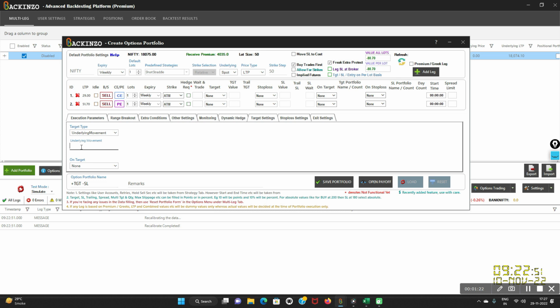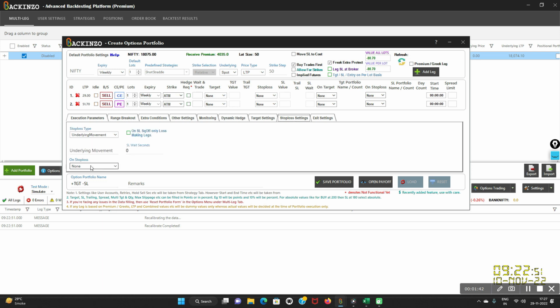So under target type, here you can specify in points and percentage. So here, suppose I want plus 35 points of movement. If it gives 35 points movement in my direction, then just square off this portfolio, right? That is the short straddle portfolio.